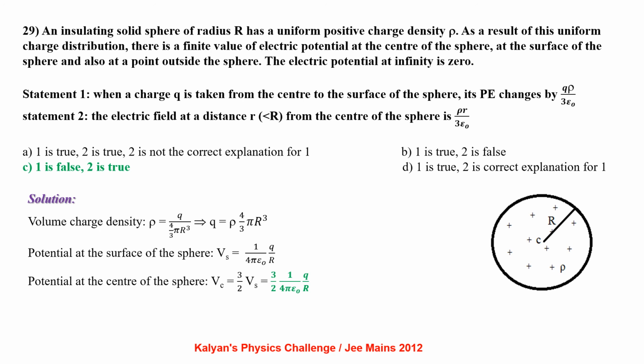Statement 2. The electric field at a distance r which is less than capital R from the center of the sphere is rho r by 3 epsilon naught. Volume charge density rho equal to q by (4 by 3 pi R cube), which gives us q equal to rho into 4/3 pi R cube. Potential at the surface of the sphere is 1 by 4 pi epsilon naught q by R. Potential at the center of the sphere is 3 by 2 times potential at the surface, that is 3 by 2 into 1 by 4 pi epsilon naught q by R.